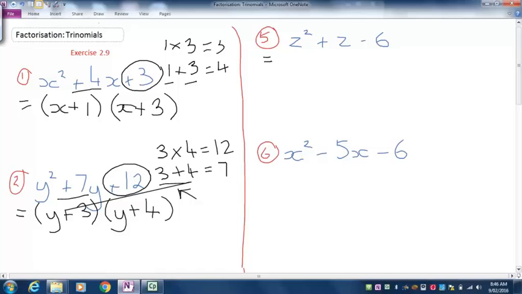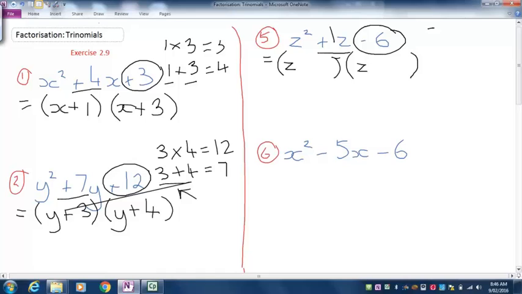For number 5, we have a negative in here. So we'll deal with that in a moment, but first of all, let's set up what we know our factors will look like. Because this is a trinomial in z, we know that the first terms in the brackets will be a z. Now I need two factors of negative 6 that also add to give me positive 1, because the coefficient of that z term there is 1.